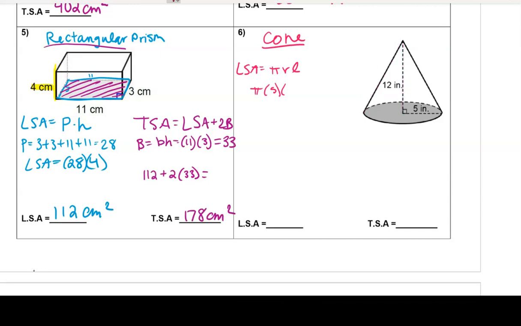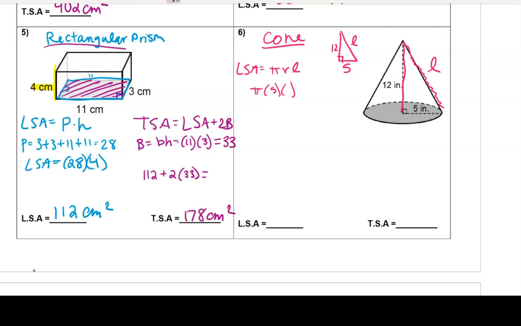So let me draw it on this other side. This is the side we want, and this is our slant height. So essentially we have this triangle here with a base of 5, a height of 12, and we're looking for the hypotenuse. So what formula are we going to use?